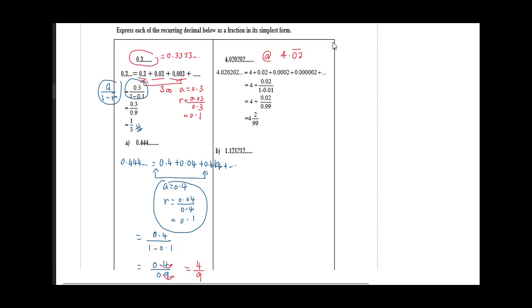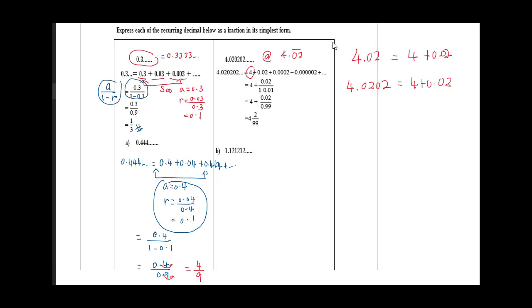When both digits repeat, we just rewrite the 4 again as 4, because it does not affect anything. But starting from the second term, it is 0.02. Did you notice that if 4 plus 0.2, it would be 4.2? So it will be 0.02. You get the point here? Right, 4.02. If I write 4.0202, then it looks like 4 plus 0.02.